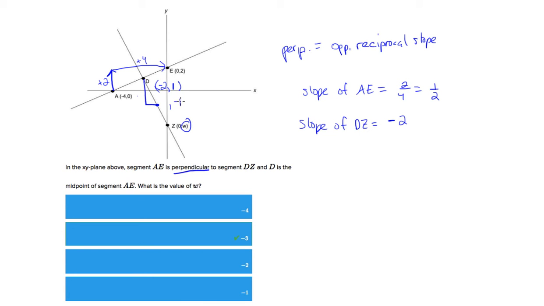The down 2 part means the y is -1. The over 1 means this is also -1. And then you go down 2 and over 1 again. That's our 0 that we were looking for, the x. And down 2 from -1 is going to give us -3, which is what that is right there.